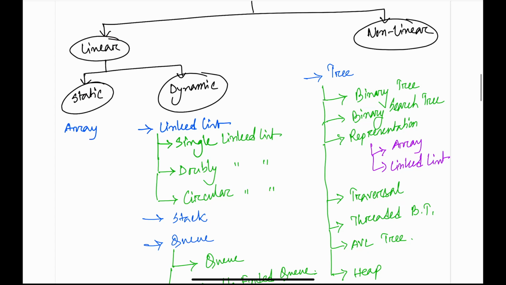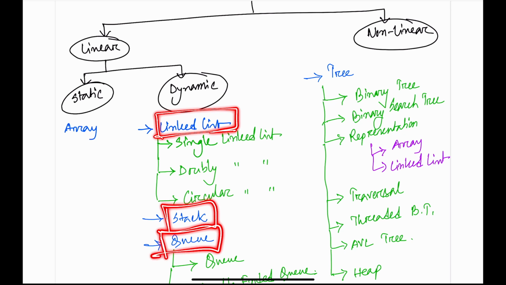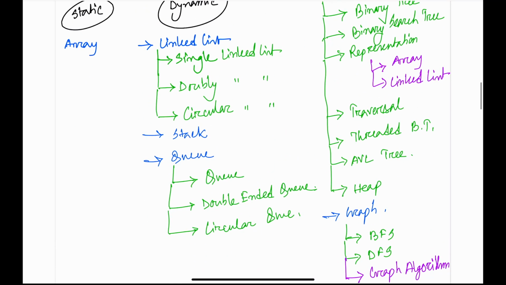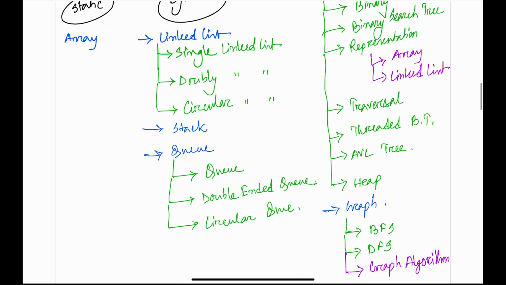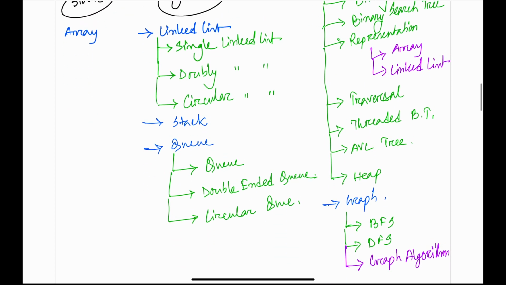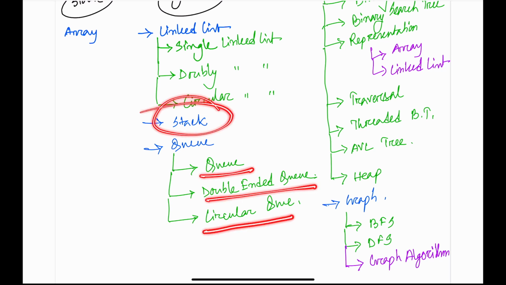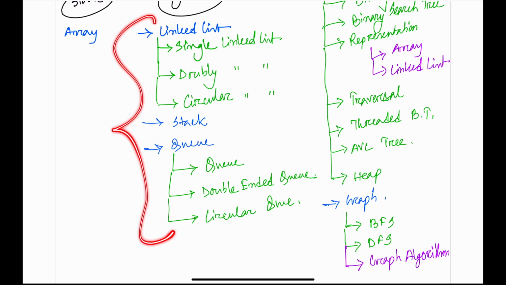So what comes in dynamic? Linked list, then stack, then queue. These are the three major linear dynamic data structures. Now in the case of linked list, there are three types: single linked list, double linked list, circular linked list. In the case of queue, double-ended queue and circular queue. And in the case of stack, there is only stack. We will talk about every single thing in later videos for sure.